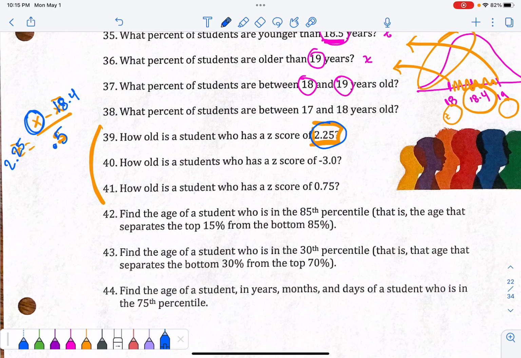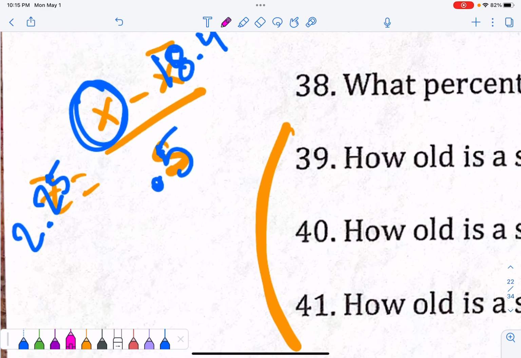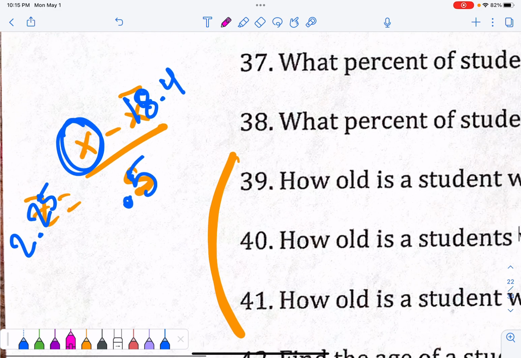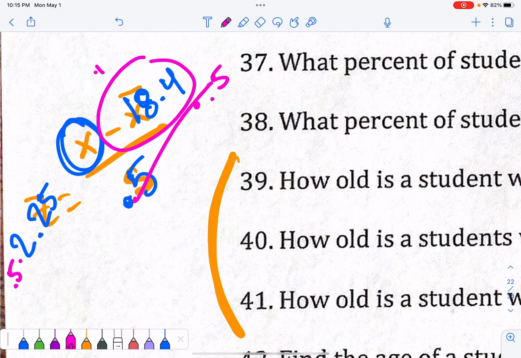So all I need to do is unwind this equation. I'm going to multiply by 0.5, and then add over 18.4 to undo that. Let me get an answer for you. Hold on a sec. I have 2.25 times 0.5, and then I'm going to add to that 18.4.